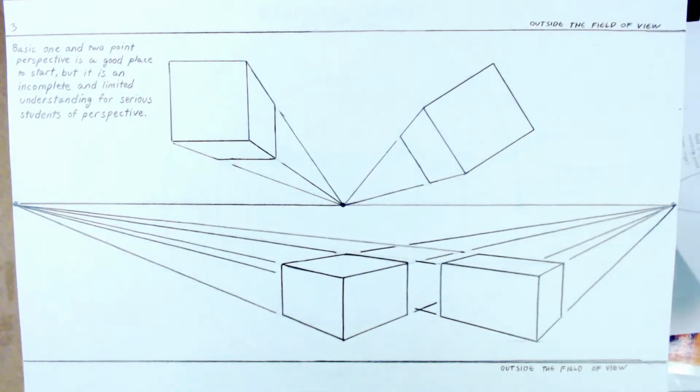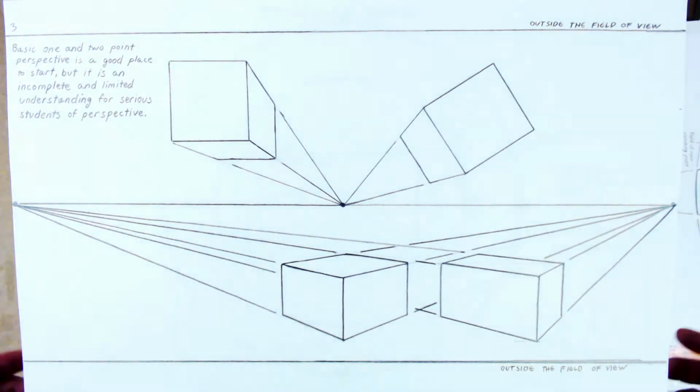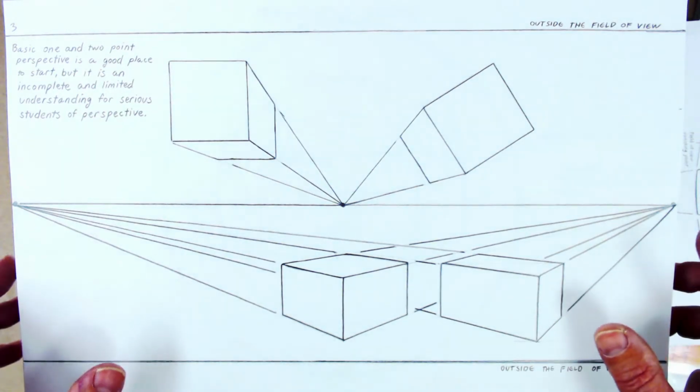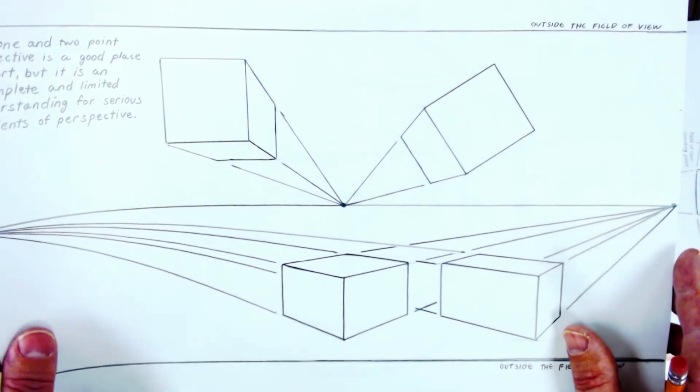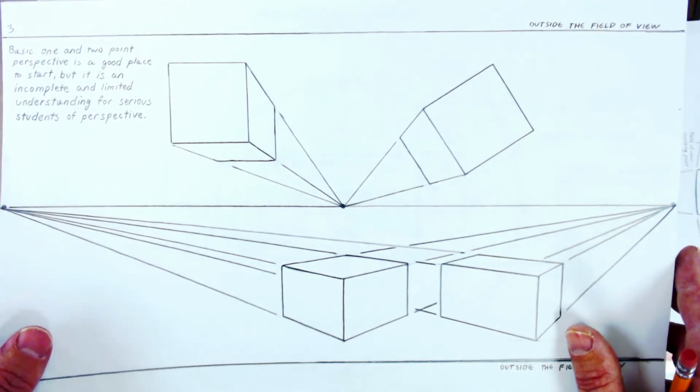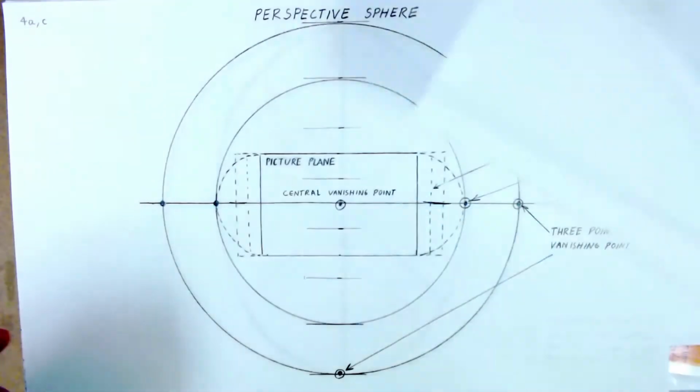Once again, the 1-point perspective and the 2-point perspective that we've learned so far, that's going to do it for you. That's going to get you through 95% of the things that you'd want to do. And so that's fine. Those are very, very valuable. But if you're ready, let's take it a little bit further.